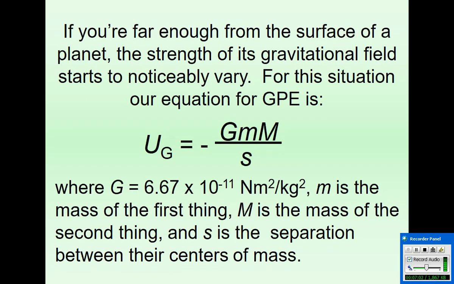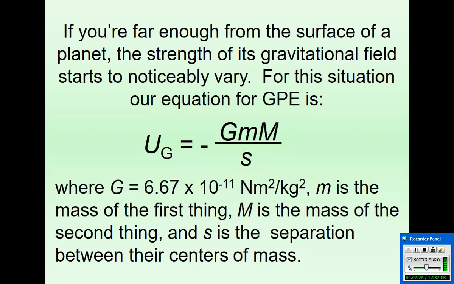It doesn't matter what you call little m and what you call big M, but one represents the mass of the first thing, and the other represents the mass of the second thing. Capital G is still that gravitational constant of the universe, 6.67 times 10 to the negative 11 in standard units. S is still the separation between the two centers of mass.